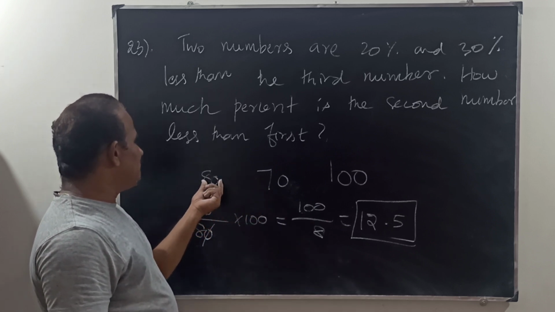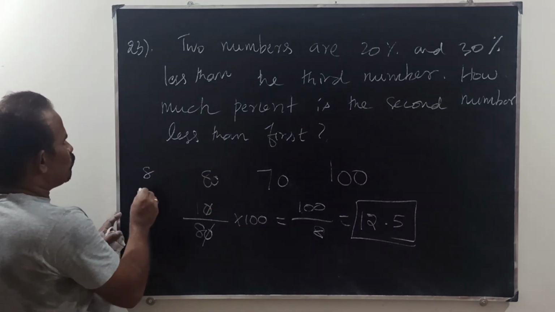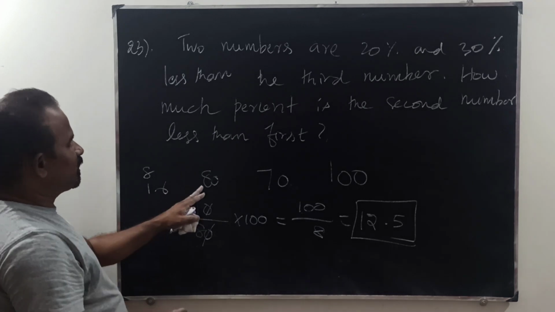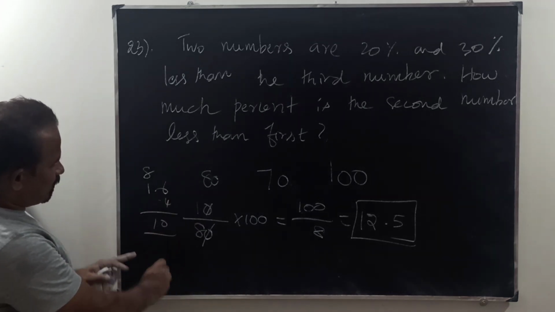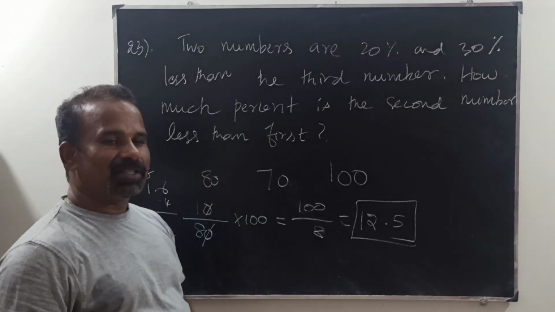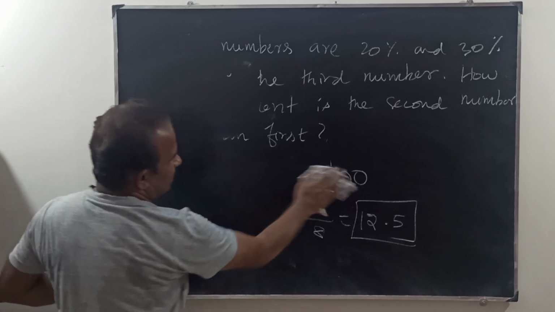12 percentage is nothing but 10 percentage is 8, 2 percentage is 1.6, 5 percentage is 0.4, you will be getting 10. So therefore 10 percentage is less. Understood? So therefore this is from the third question.